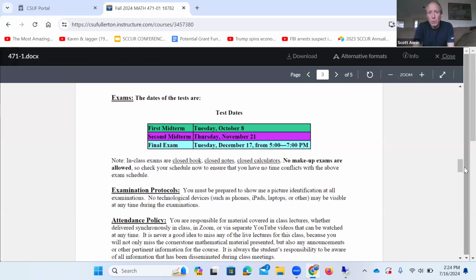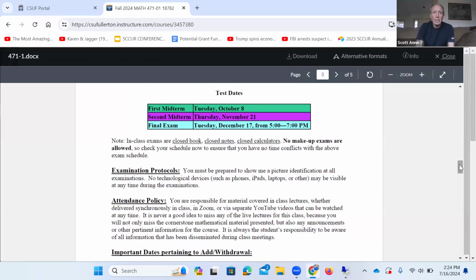Our first midterm won't be until early October. The second midterm will be right before the Thanksgiving break. And then our final exam is on Tuesday of finals week. So do make sure that you have cleared your schedule for those dates when we have those exams, because I don't like to do makeup exams. It's a huge hassle for me to have to do that.